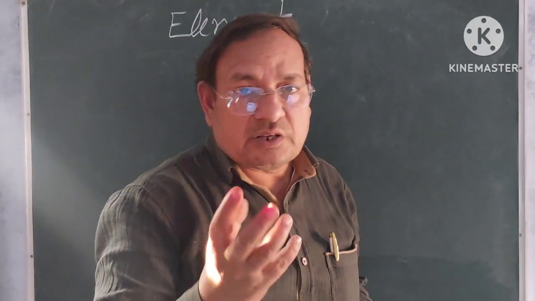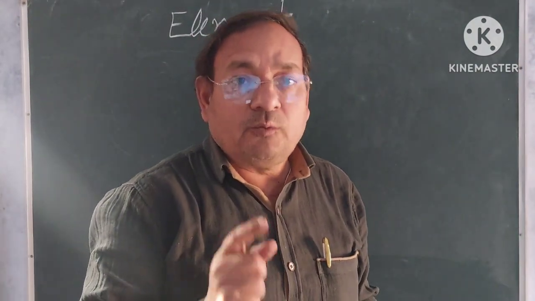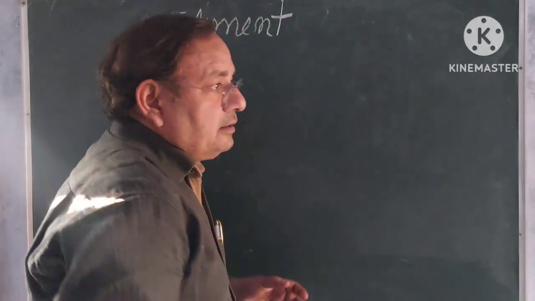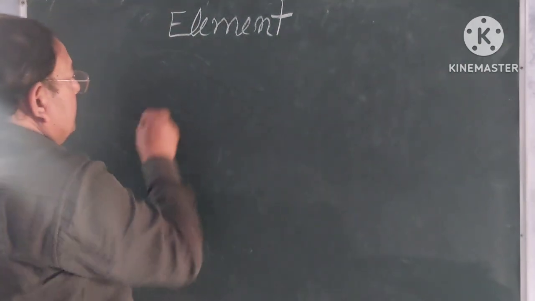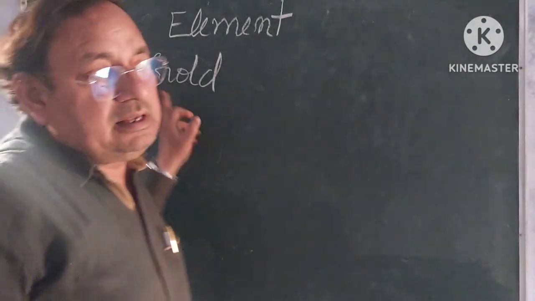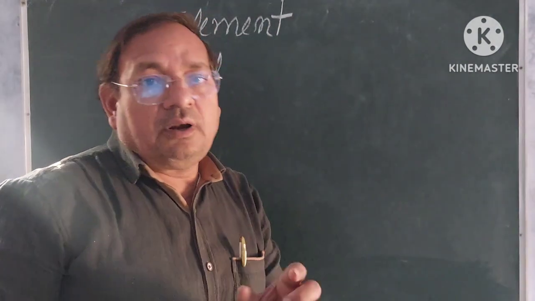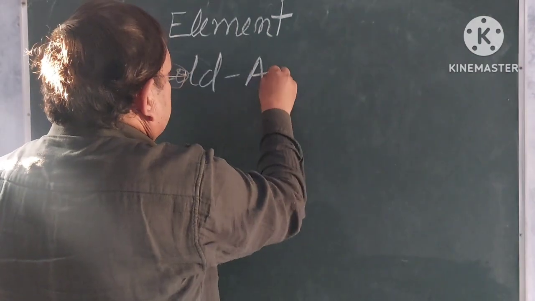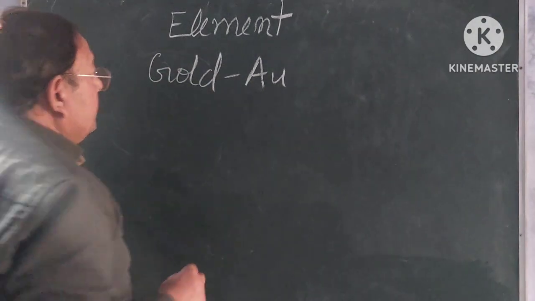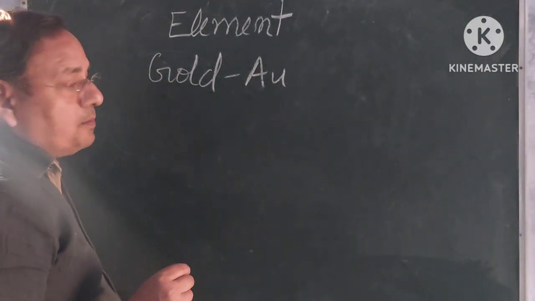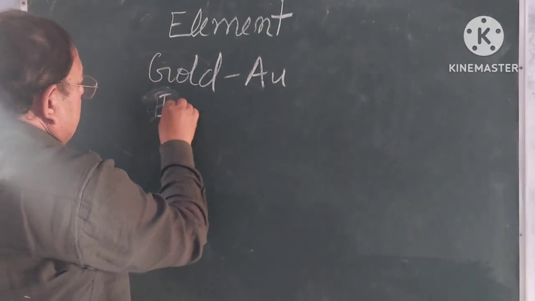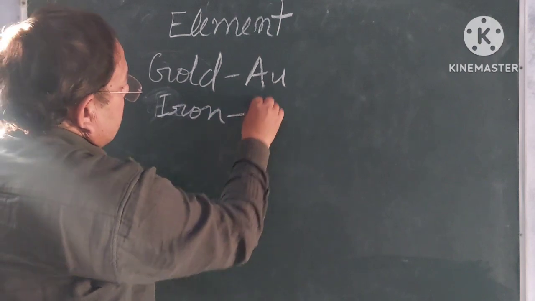Elements are pure substances made up of only one kind of atom, such that the element of gold, understand, gold, this is gold, is an element, and the symbol of gold is Au. The symbol of gold is Au. And another element is iron. Symbol is Fe.